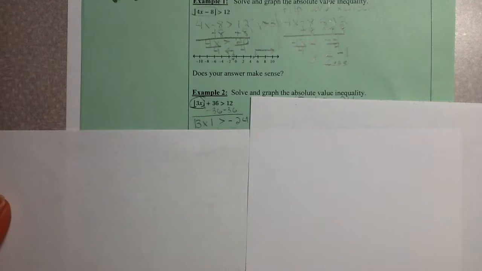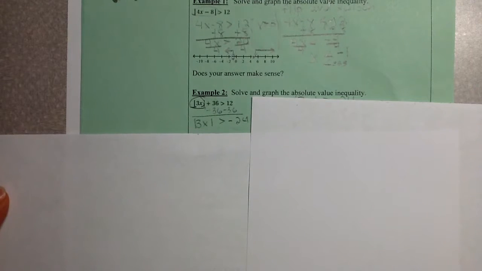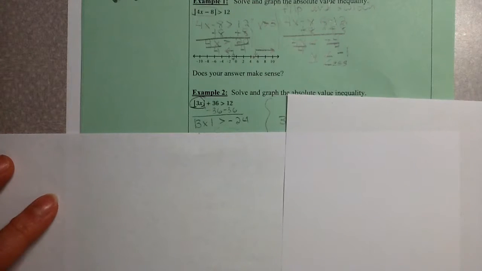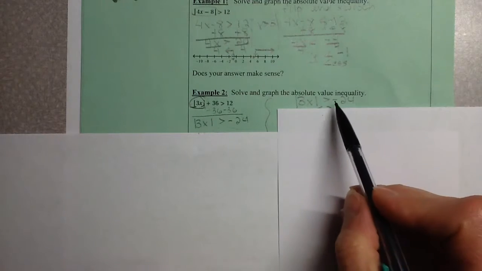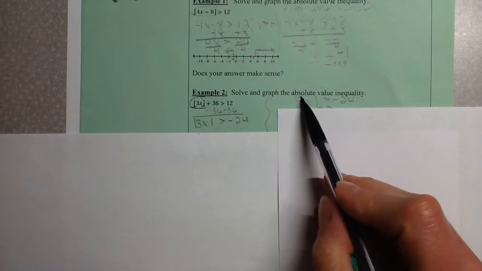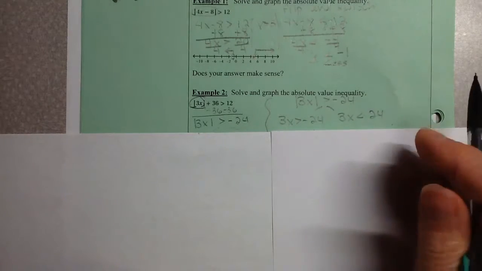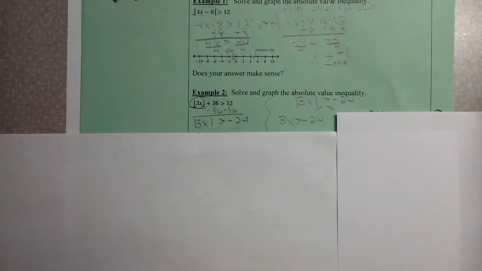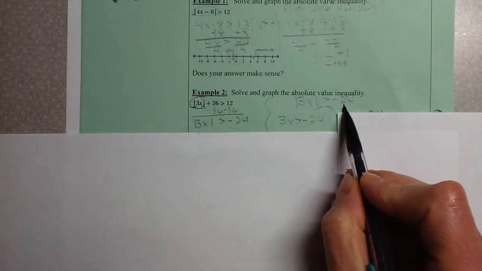And when I subtract 36 from both sides, I'm left with absolute value of 3x is greater than negative 24. Now that my absolute value sign is by itself, I can split it up. I think I just might have ran out of room, so I'm going to come over here. So I have the absolute value of 3x is greater than negative 24. Again, once this is by itself, I can split it up. The first time I'm going to write it without the absolute value sign, so 3x is greater than negative 24.